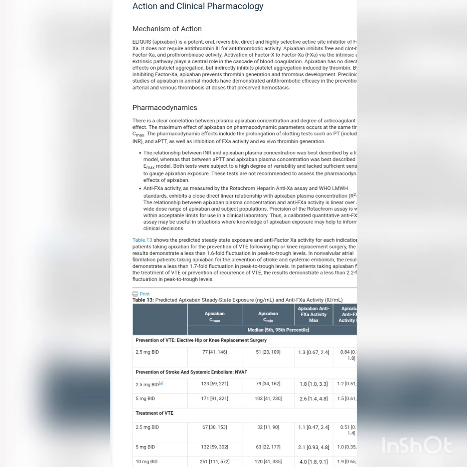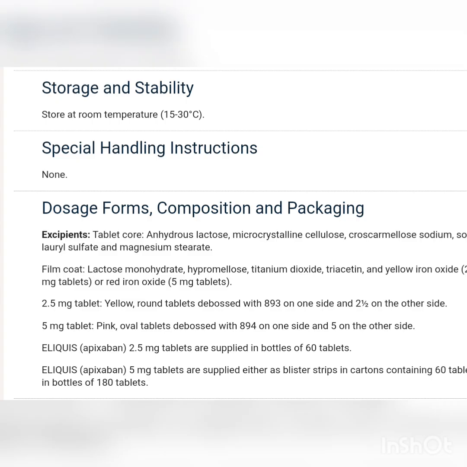Then comes action and clinical pharmacology. So most of you have passed your MCQ or are preparing for your MCQ side by side with the OSCE. Pharmacology, I presume, is quite strong. So this section usually just gives you a brief input of how the medication elicits the therapeutic action in your body. In case you get a question like that, you can definitely look at this section to give the response to the patient or the doctor so that they know how the medication works in the body. The next section is storage and stability, special handling instructions, dosage forms, composition and packaging.